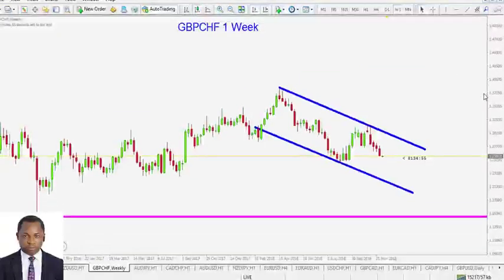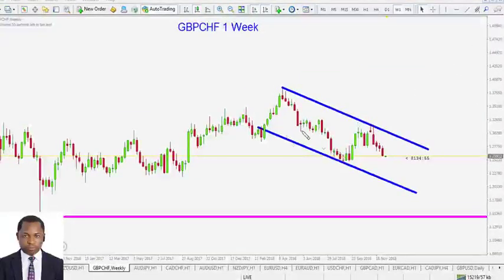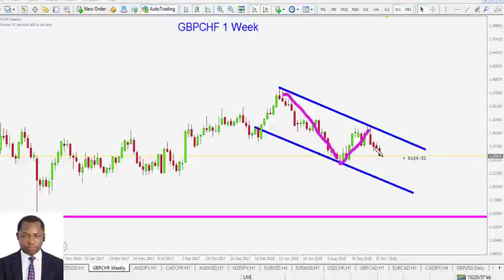More so that in the weekly time frame, we anticipated a downward channel. So if this channel is going to fall through, it is nice to keep searching for short opportunities in the sterling pounds against the Swiss franc.